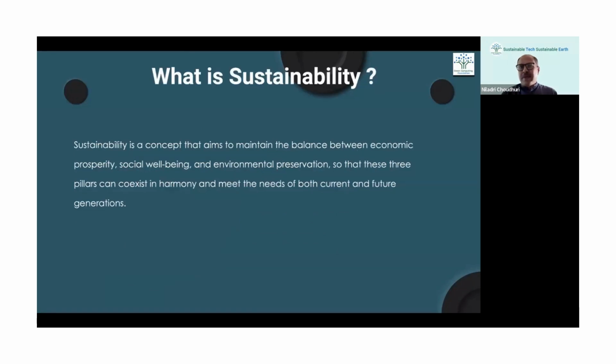So what is sustainability? As per the definition, sustainability is a concept that aims to maintain the balance between economic prosperity, social well-being, and environmental preservation, so that these three pillars can coexist in harmony and meet the needs of both current and future generation. So what we are saying is, what we are practicing today, we are creating a lot of negative impact.